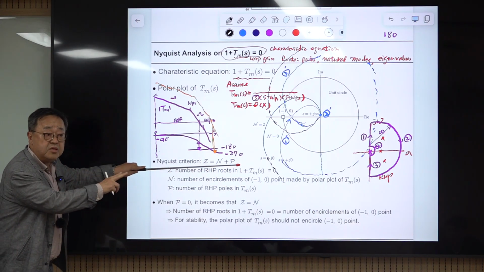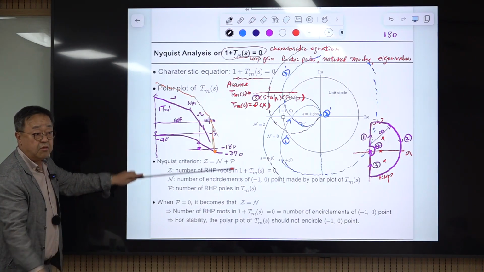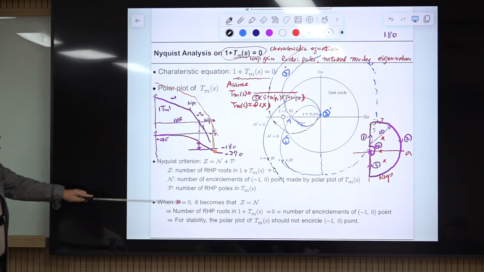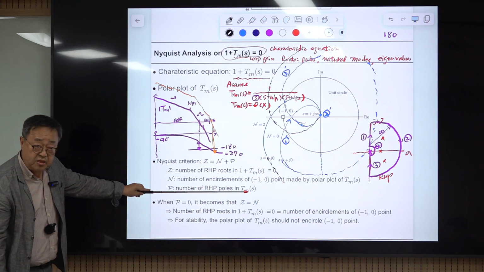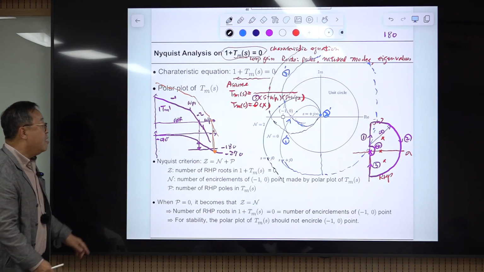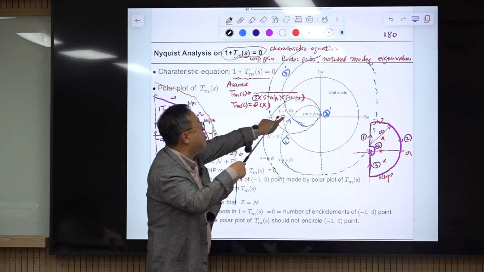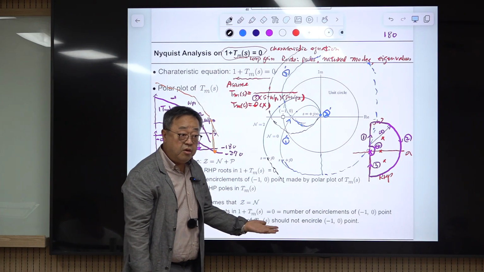This relationship comes from Cauchy's theorem and was modified by Nyquist. For most cases, P is 0. Then Z is N. That means if this Nyquist plot encircles this point, the converter is unstable. All right.